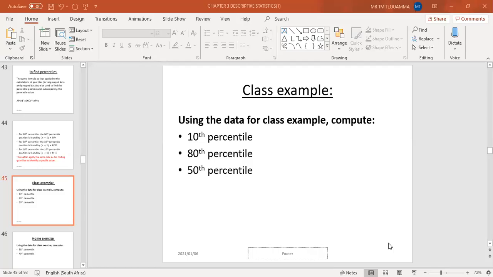Okay, so let's try this one of the 80th percentile.